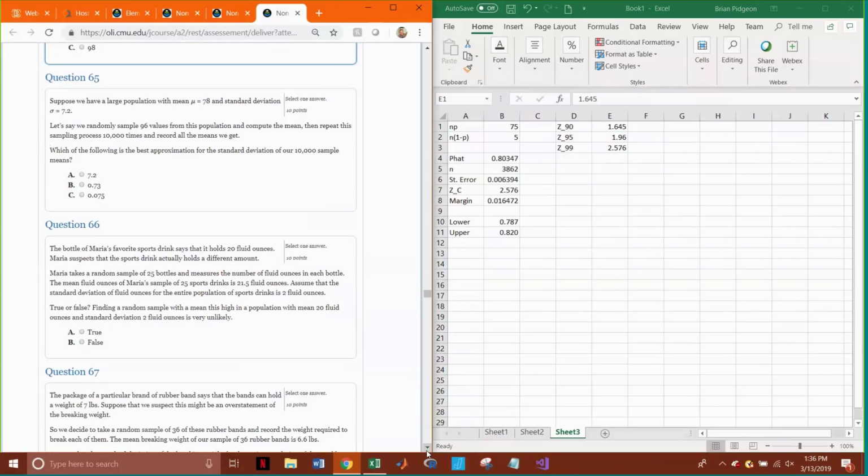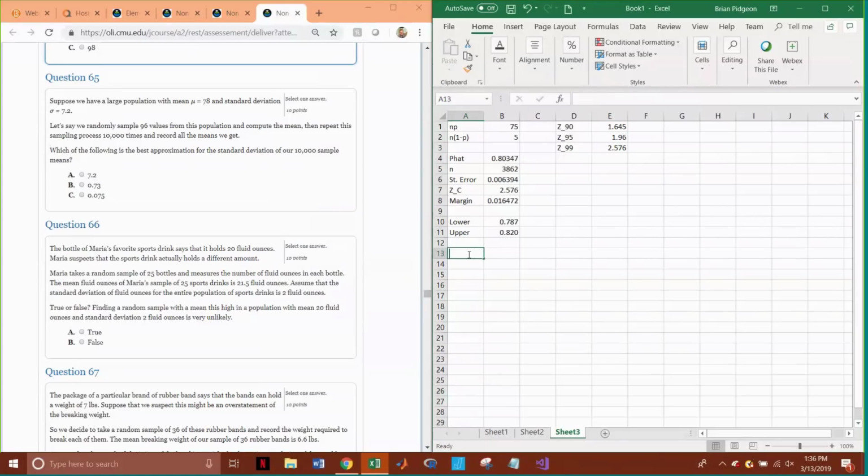This one's slightly different. Suppose you have a large population with mean 78 and standard deviation 7.2. We're going to sample 96 values from the population and compute the mean. Then repeat this several times. So which of the following is the best approximation for the standard deviation of our 10,000 sample means?